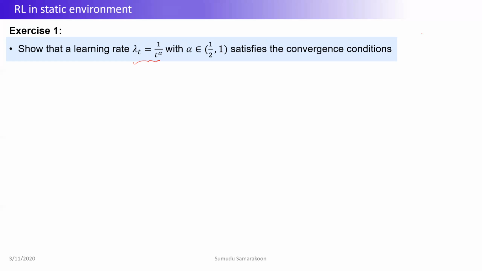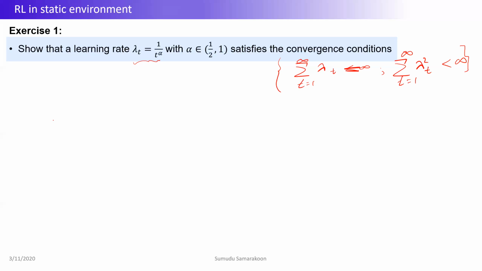So let's write down the convergence conditions. The first one is the summation from t equals 1 to infinity. This should be diverging, sorry, this goes to infinity, while the summation of square terms should be a finite value. This is the condition. Now you can pause the video and try to work this out. Then come back here and we will do it together.